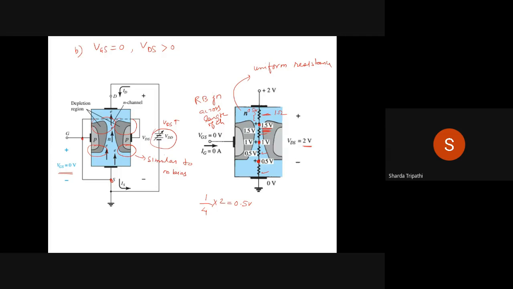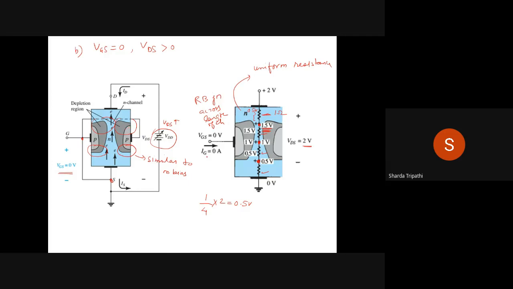So towards the top of the channel where the reverse biasing is more, the depletion region is wider compared to the depletion region at the bottom of the N channel. Okay, so this is about the shape of this depletion region.